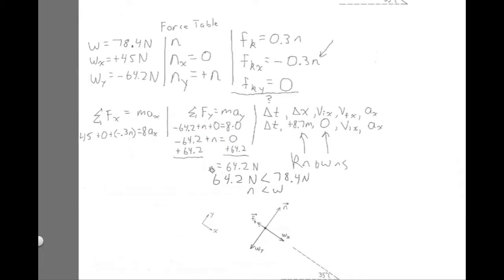Certainly the weight is constant in this problem at 78.4 newtons in magnitude. And then we discovered that the normal force would be constant at 64.2 newtons. Notice that we got a single number for the magnitude of the normal force with no indication that this number would be different at different points in time. So this result implies that the normal force is constant in magnitude at this value.